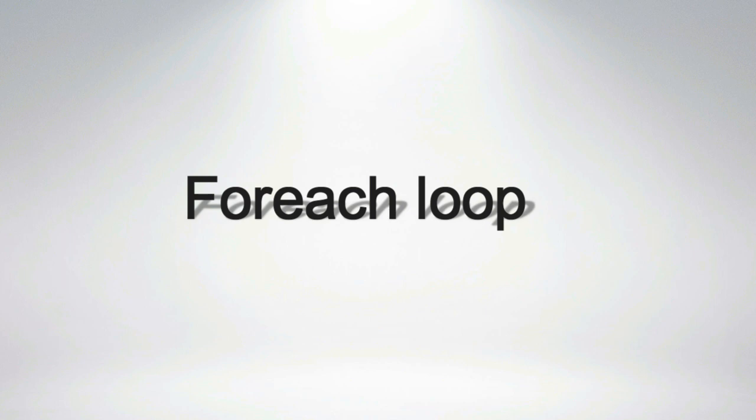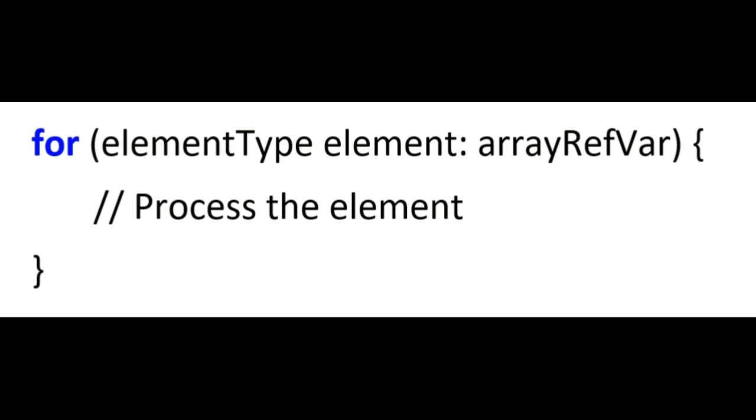Java has a shorthand notation called the for each loop for traversing arrays sequentially without using an index variable. This is the syntax of the for each loop. First, I have to declare a variable. The type of the variable must be the same as the type of the array element. After that, we have to use a colon symbol and the array variable name.